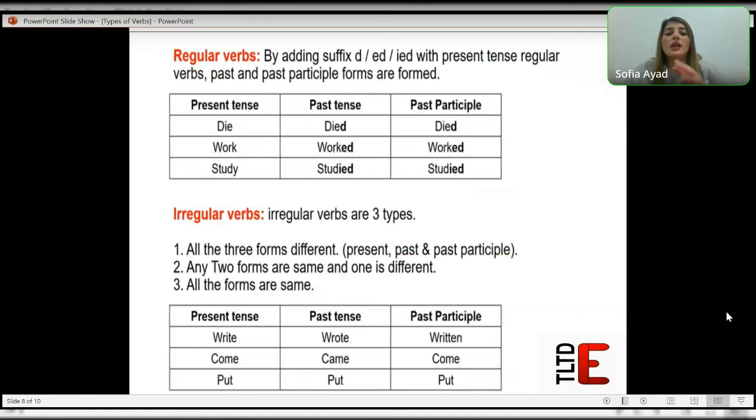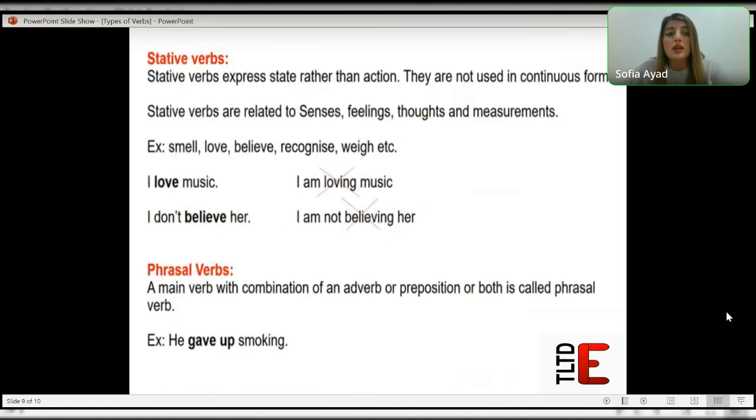Irregular verbs, we say that we have three types: all three forms different, any two forms the same and one different, and all the forms the same. Stative verbs express state rather than action. They are not used in continuous form. Phrasal verbs, we say that it's a combination of an adverb or preposition or both, and it's called a phrasal verb.